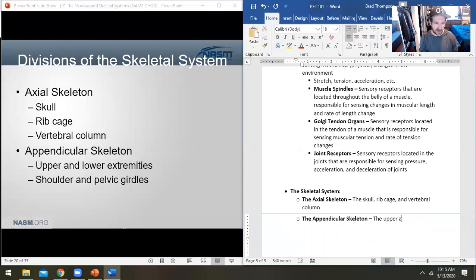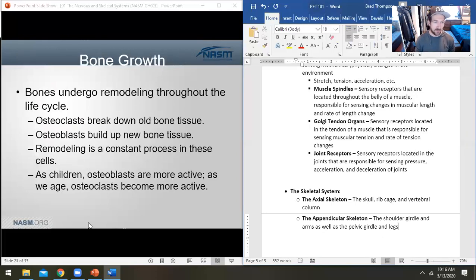the upper and lower, well, actually, we'll do the shoulder girdle and arms, as well as the pelvic girdle and legs. There we go. So appendicular skeleton, arms and legs, axial skeleton, all the stuff in the center. So those are sort of our divisions here.